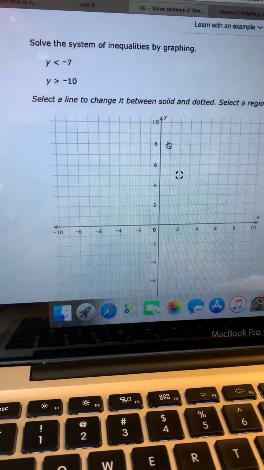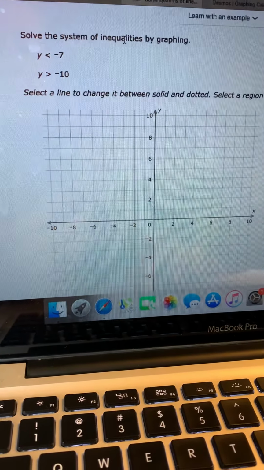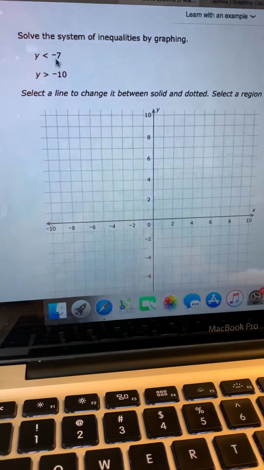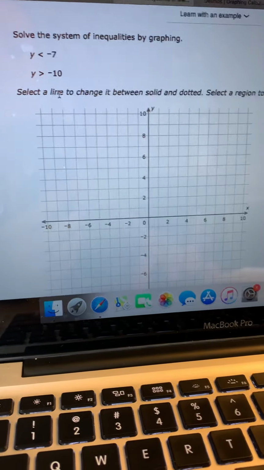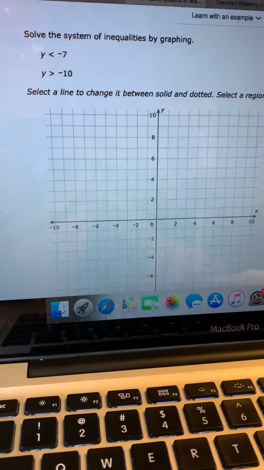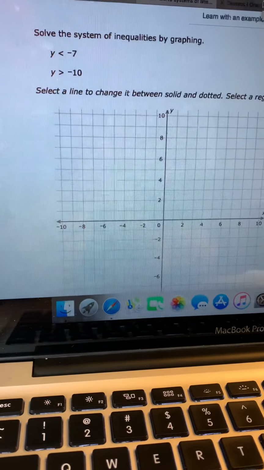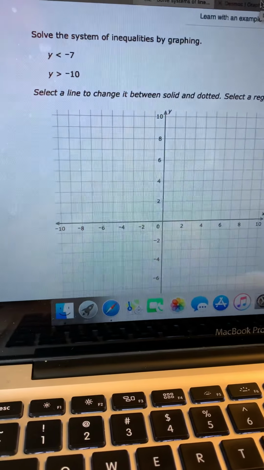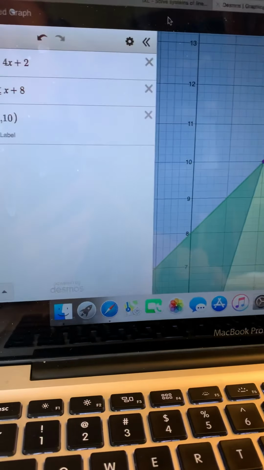The next IXL that you need to do is solving the system of inequalities by graphing. So we need to graph both of those lines first, and then we're going to have to shade after that. I would recommend that you type those lines in the Desmos graphing calculator just to make sure that you're putting them in the right place.